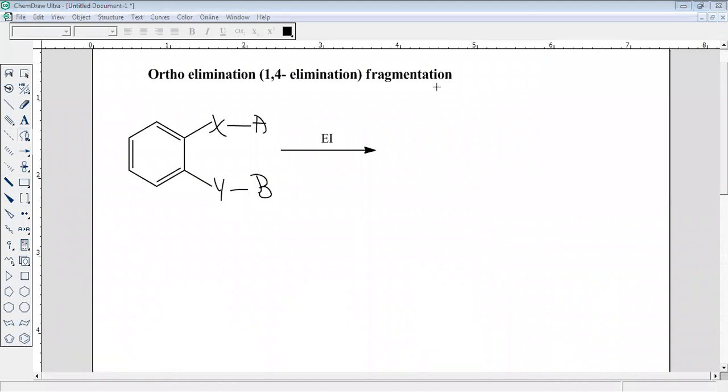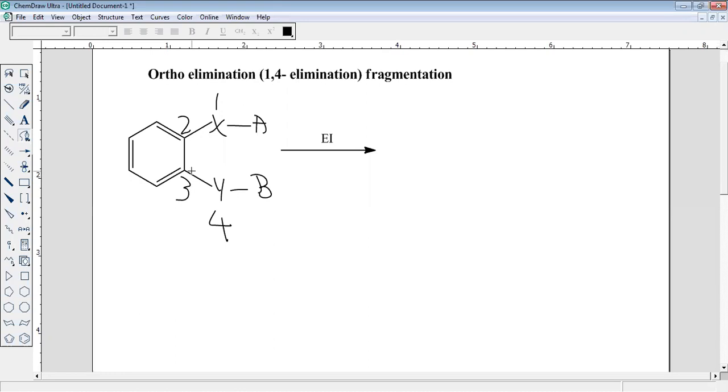So what happened? What is the meaning of 1,4? First of all, how to label 1,4 elimination? So this is the first, this is second, this is third, and this is fourth. This X and Y. If you are unable to give numbering, just give number 2 and 3 to the benzene carbons, and then number 1 to that atom which is directly attached to carbon 2, and number 4 you give to that atom attached to carbon 3. It can be anything, carbon or a heteroatom, no problem.